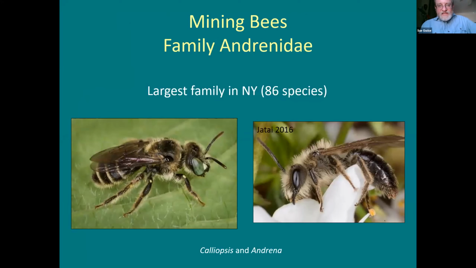The mining bees are part of the largest family in New York, 86 species of mining bees. And they're called mining bees because they are ground nesters. So these are two genera, Calliopsis and Andrena, and these are really hard to tell apart even for experts. So our colleagues at Cornell, who are doing most of the bee identification for our project, are looking to DNA barcoding to help tell these Andrena species apart.